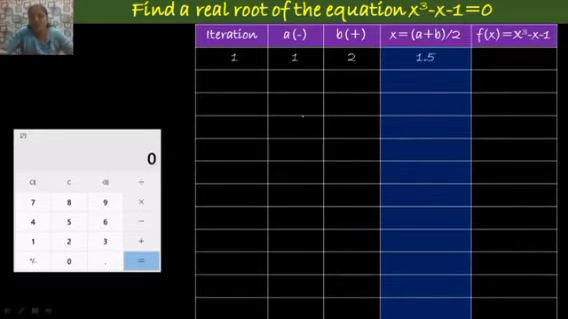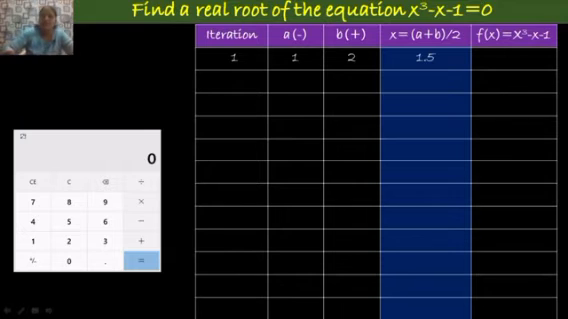Let me list out all the successive approximations in a table format like this. In the table, I take the first column as iteration, the second column as the points A and B, and the third column as x is equal to a plus b divided by 2, and f of x is equal to x cube minus x minus 1. This is for the given function.